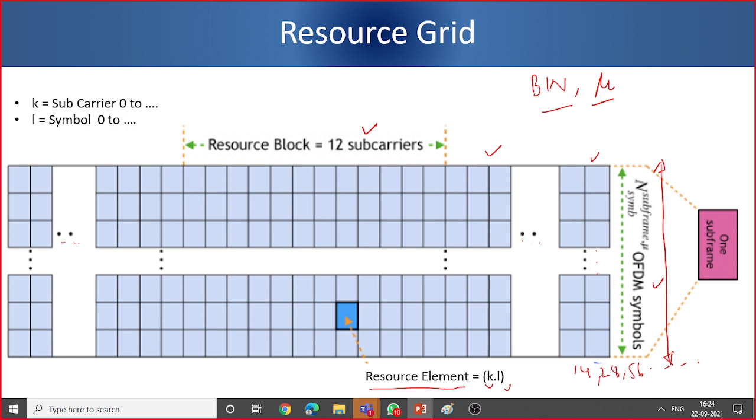Yes, you are right. But the users are informed where their data is. In this grid, they will know where they have to look for their data. Once they are able to synchronize, they will be able to look for their data because that is already told to them during the initial exchange of signaling information, right? Okay. Right. Thanks.